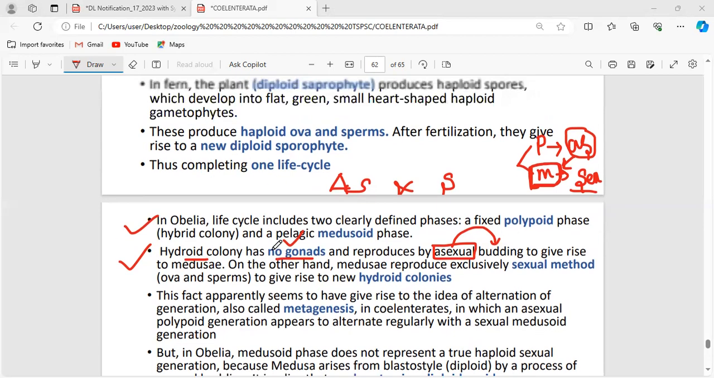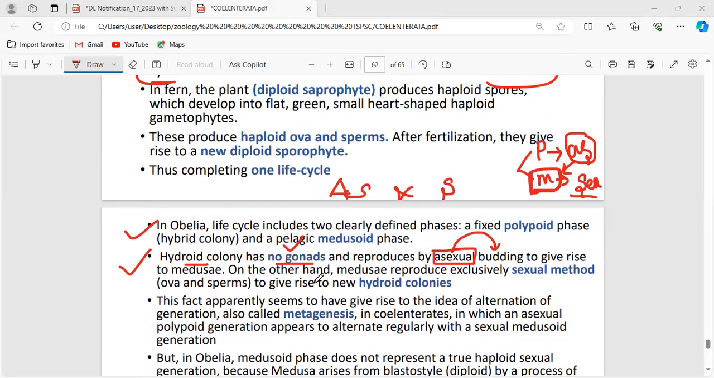That is what is explained here. This hydroid colony has no gonads and reproduces by the asexual reproduction method of budding to give rise to the medusa. On the other hand, the medusa reproduces exclusively by the sexual method and gives rise to new hydroid colonies. Ultimately, this medusa is the one going to form the new colonies. But how is this medusa formed? It is formed by the asexual reproduction mechanism of the polyp. Clear?